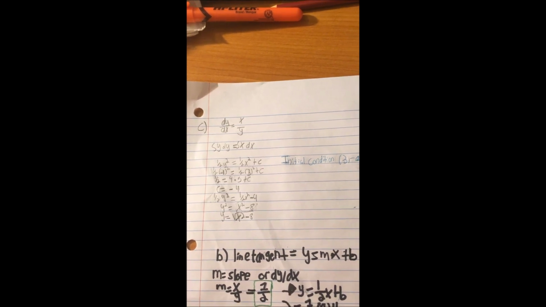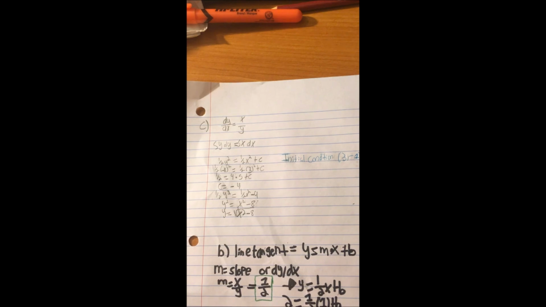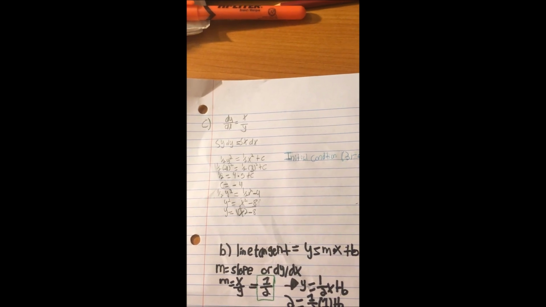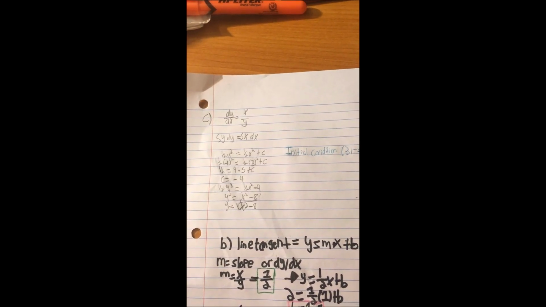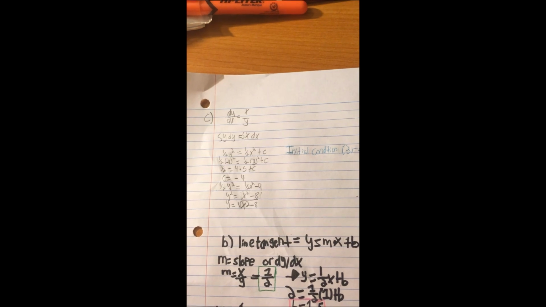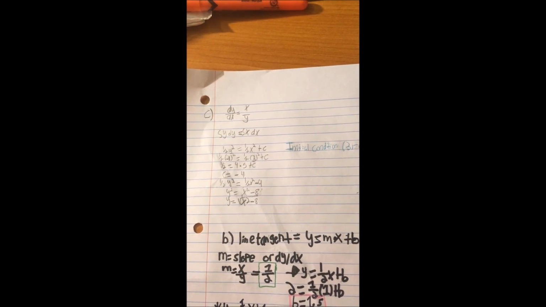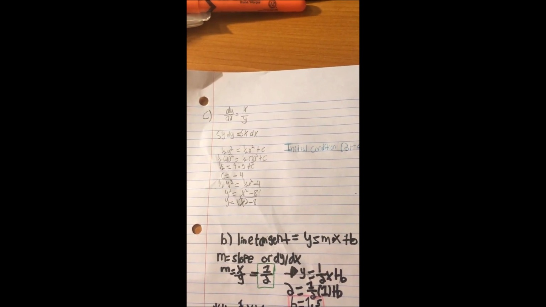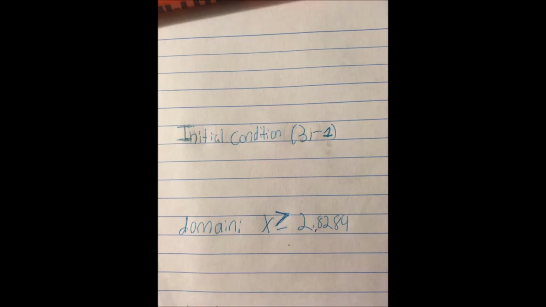Now, when using the initial condition of (3, -1), I plugged it into the equation to find c equal to -4. From there, I isolated y to get y equals the negative square root of x squared minus 8. It is also noted that the domain of the function is x is greater than or equal to 2.8284, or the square root of 8.